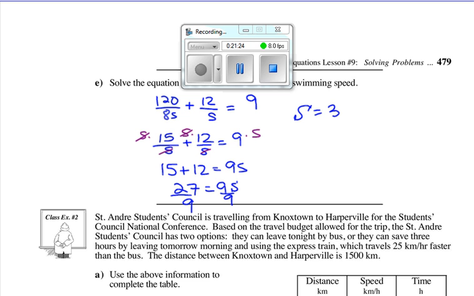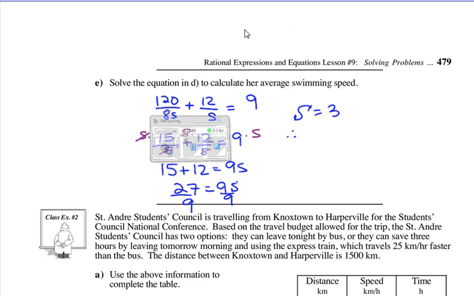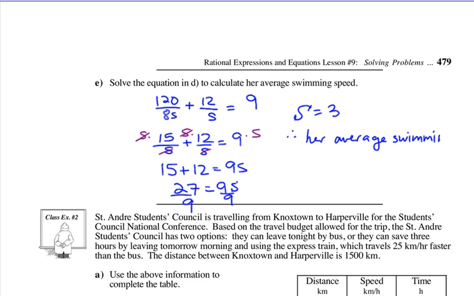Okay, so what did that represent? Which speed was that? Was that swimming or was that biking? Swimming. So therefore, it says solve her average swimming speed. What were the units? 3 kilometers per hour. Okay, guys, let's get back to this math. 3 kilometers per hour.